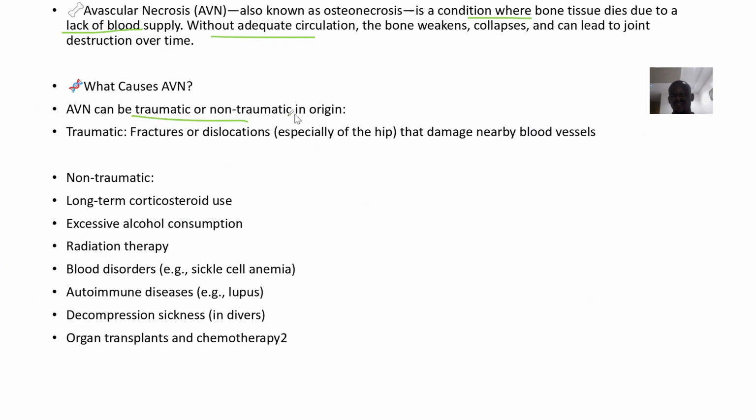It can be traumatic or non-traumatic in origin. Traumatic is when you're talking about fractures, especially of the hip, that damage nearby blood vessels. Non-traumatic is basically a side effect of some things, like you have used corticosteroids for too long.